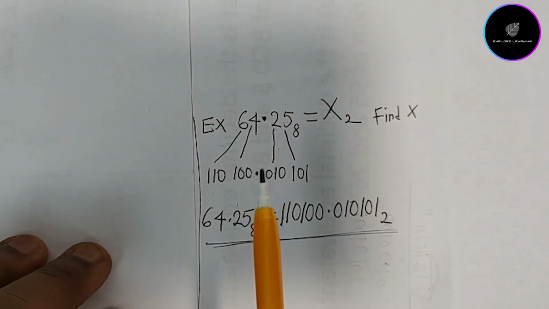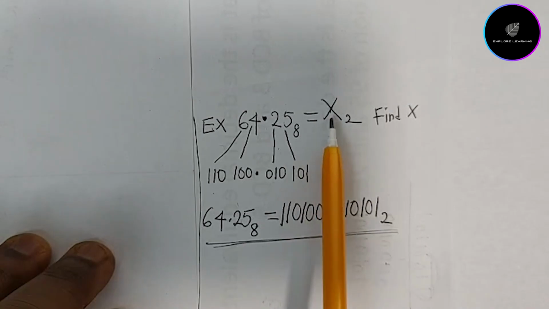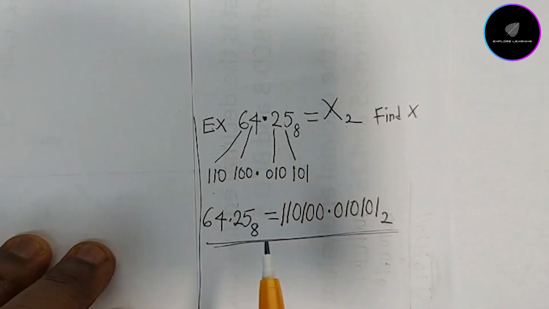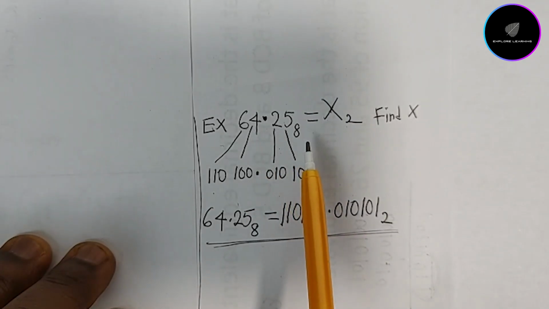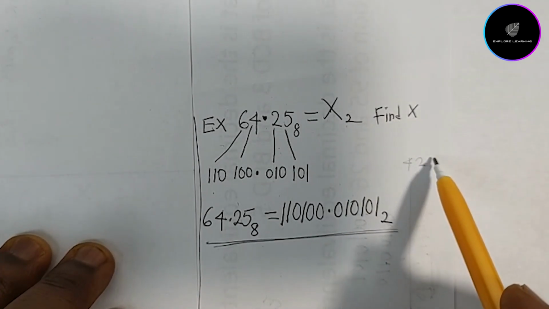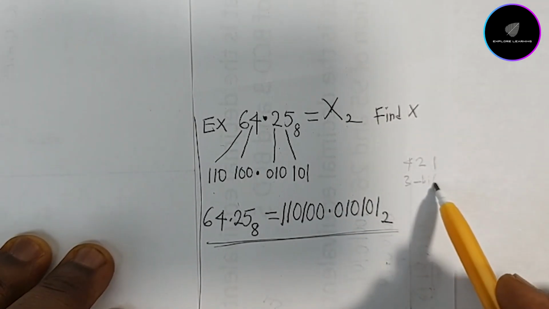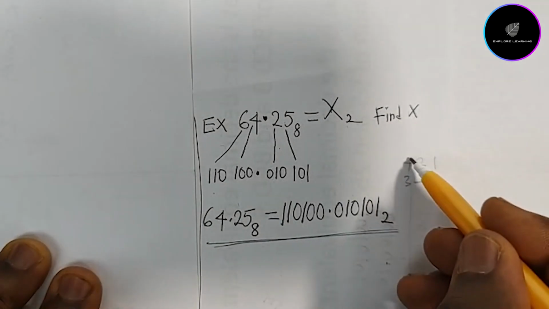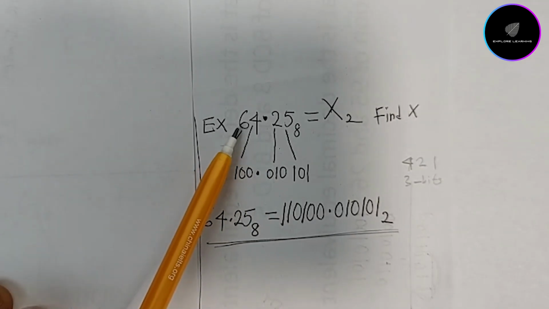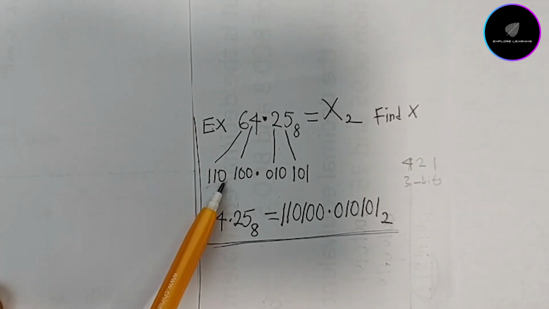Now let's consider another example with a decimal point. So you have 64.25 base 8 equal to x base 2, find x. Now all we need to do is to realize that the equivalent in binary bits of the octal number system is represented using 3 bits, 4, 2, 1. Alright, so this is 3 bits. Now in this case, since we know this, all we need to do is to find the equivalent of digit 6 in binary bits. So we're going to have 110.